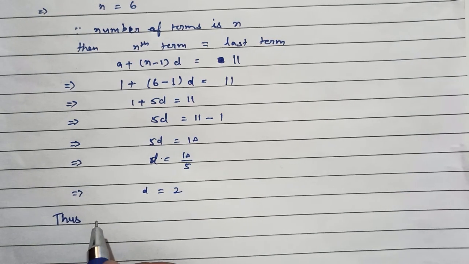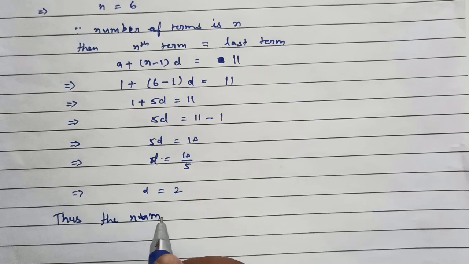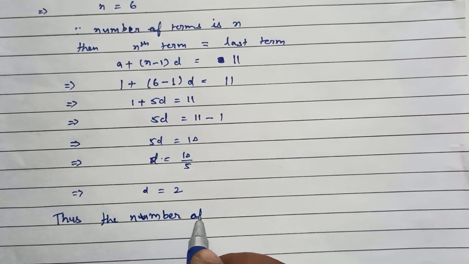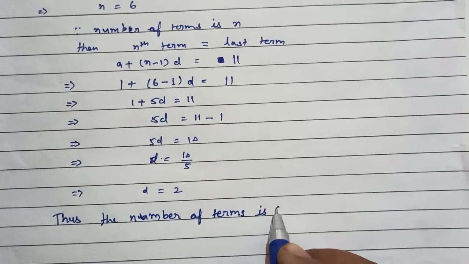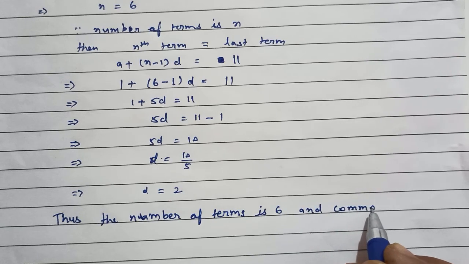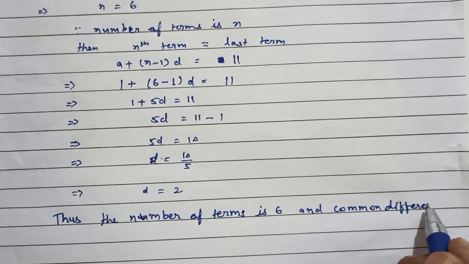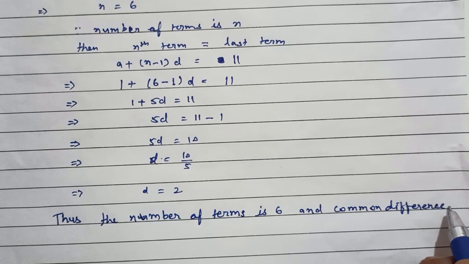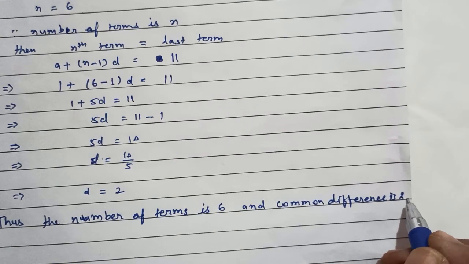Thus, the number of terms is 6 and the common difference is 2.